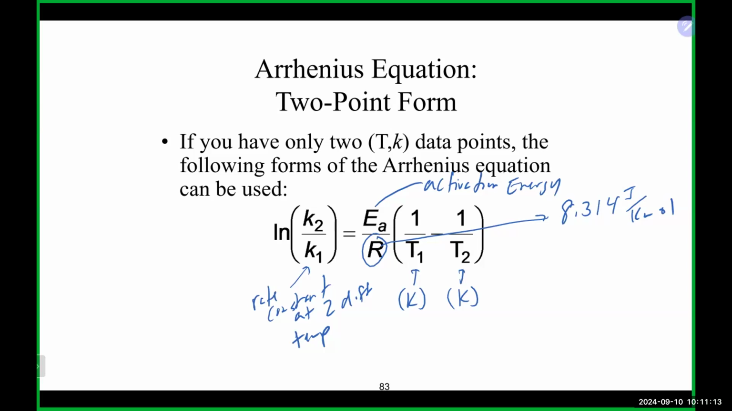E of A over R, that is the area where a lot of people really screw up in this problem, in terms of units. As I mentioned before, very commonly activation energy is given to you in kilojoules, and R is in joules. So very commonly in problems you have a factor of 1,000 difference between them. It does require you to do some type of conversion, either convert the joules to kilojoules or the kilojoules to joules. Whichever way you want to do it will work the same.